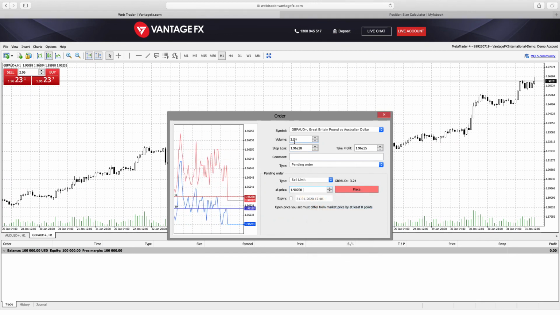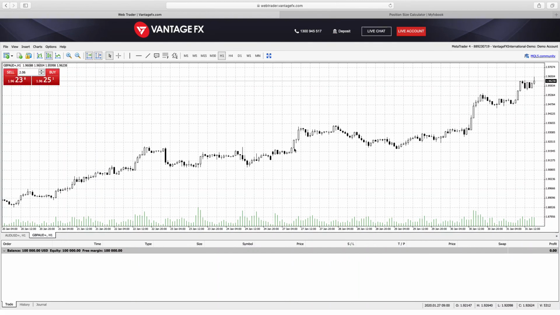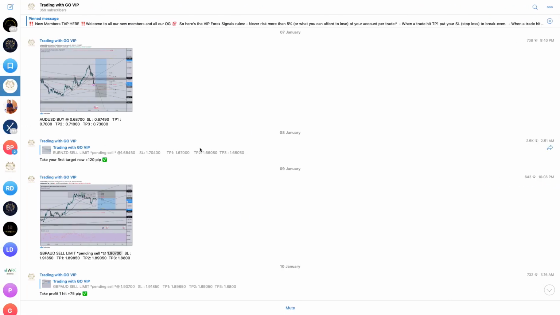And then you put everything, the stop loss, the take profit, pending order in this case, not market execution, sell limit at this price. You don't click on expiry, nothing, just here, and then you place the order and it's going to be triggered. And you do the same with the second position. So that's how you do it, guys, with the VIP Forex Signals.